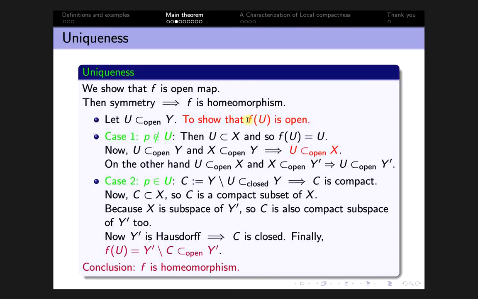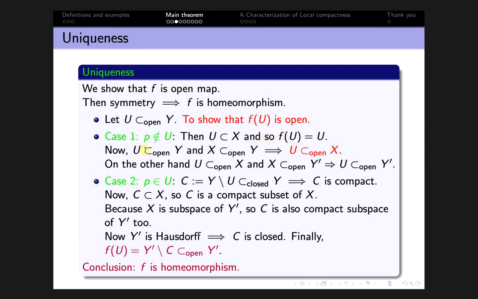Now we have two cases. Case 1: p does not belong to U, and case 2: p belongs to U. So when p does not belong to U, then one can see that U is actually a subset of X. And on X, f is the identity, therefore f of U equals U.